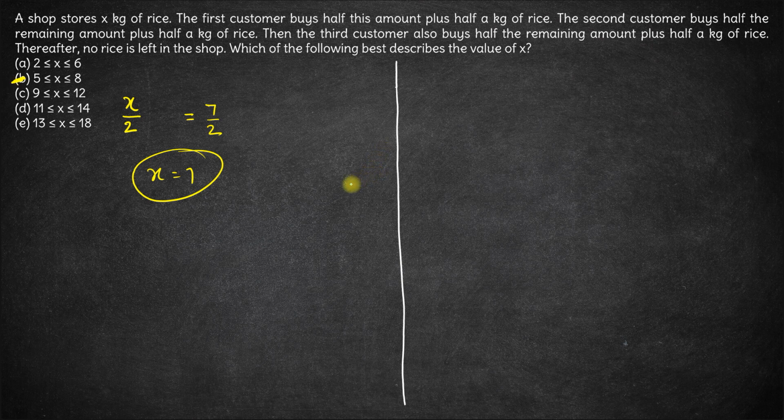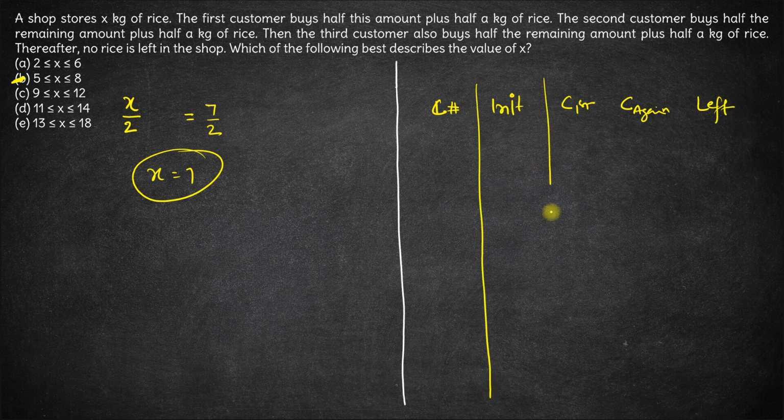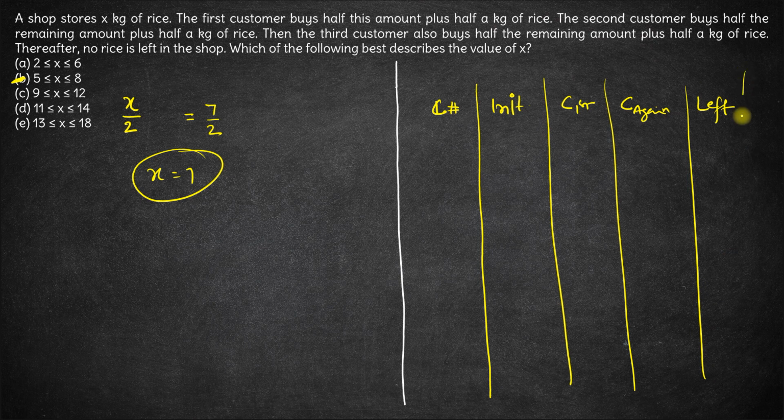Another way of solving this question is by using the bottom to up method, as in down to up. So what we did here was we started with the initial amount of rice and then we calculated the final amount of rice left with him. Now we'll do the reverse. See, in every step, initially how much rice the shopkeeper had, customer first buys how much, then customer again buys how much, and how much rice will be left with the shopkeeper. So let's make a simple table of this.